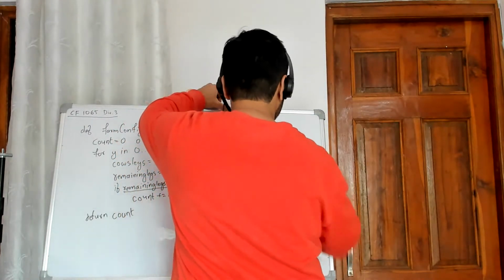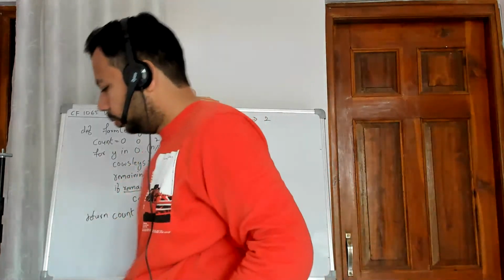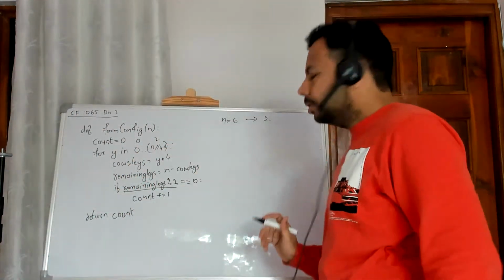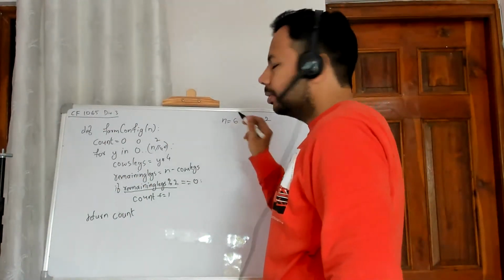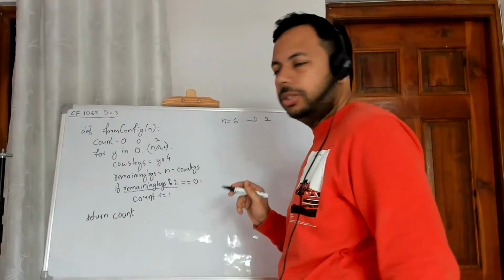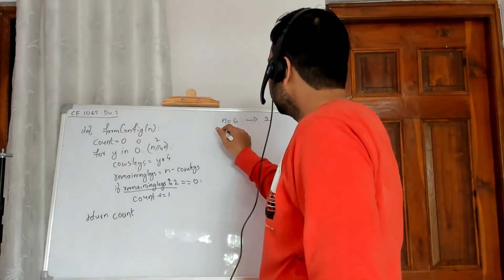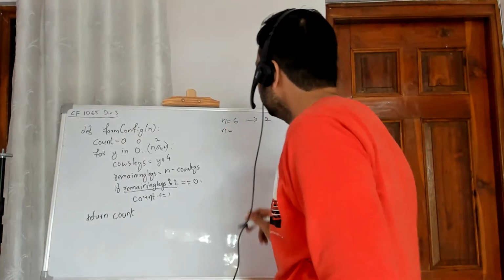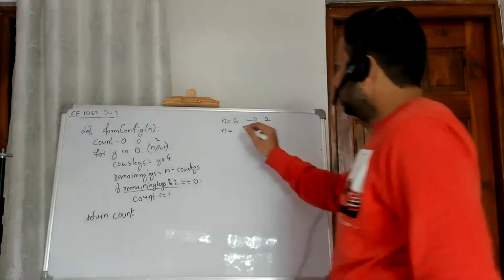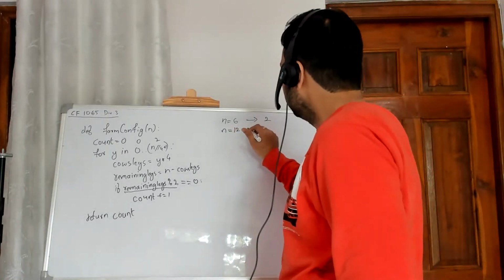N is equal to 6, answer is 2. I want you to do this example on your own. You can pause the video if you want, but the next example is, let's say n is equal to 12. So n is equal to 12.